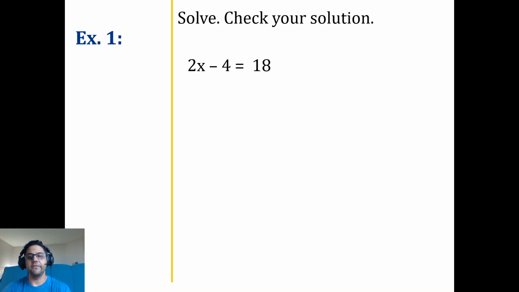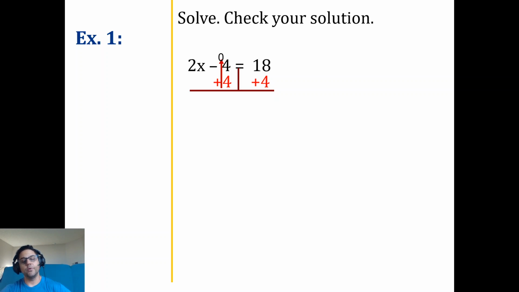All right, solve. Check your solution. Remember, we talked about the checking. The checking is very helpful when you're dealing with your two-step. So I'm going to go ahead and realize addition or subtraction first, which means look at this -4 right here. We want to move that. So we're going to add 4 on both sides.